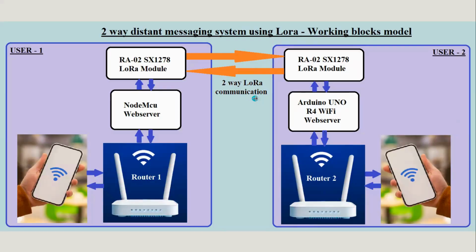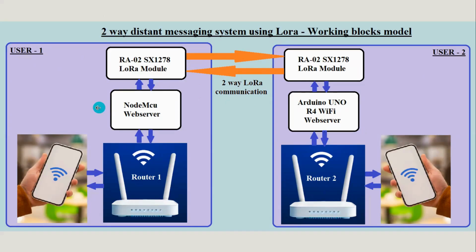Right, so this is a working block model for our two-way distant messaging system setup. I have divided it into two parts. Towards the left, I have made the block for user 1, and towards the right, the user 2 block is made. Okay, let me explain how each of the blocks works.